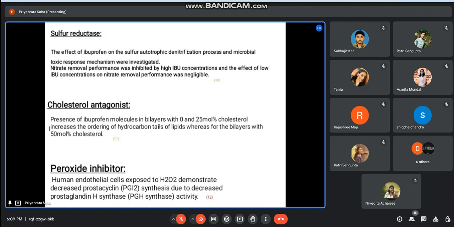Cholesterol antagonist. Presence of ibuprofen molecule in bilayers with 0 and 25 mole percent cholesterol increases the ordering of hydrocarbon tails of lipid, whereas for the bilayer with 50 mole percent cholesterol. Next, peroxide inhibitor. Human endothelial cell exposed to H2O2 demonstrated decreased prostacyclin synthesis due to decreased prostaglandin H synthase activity.